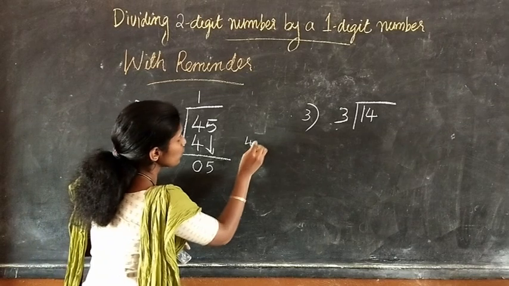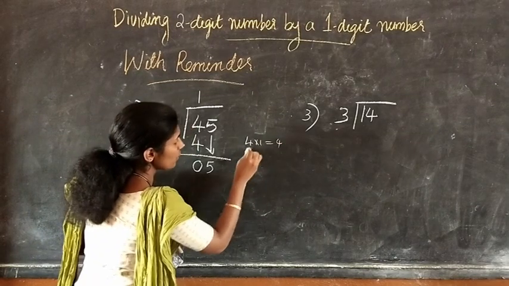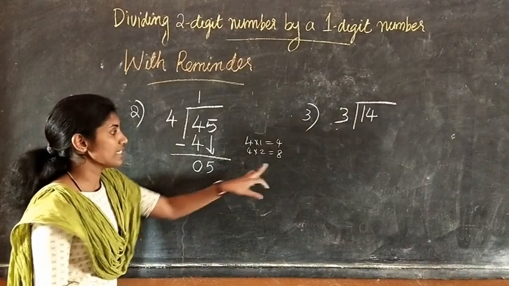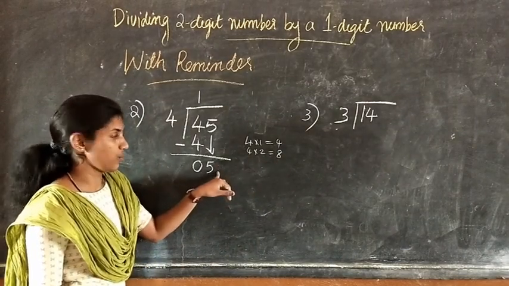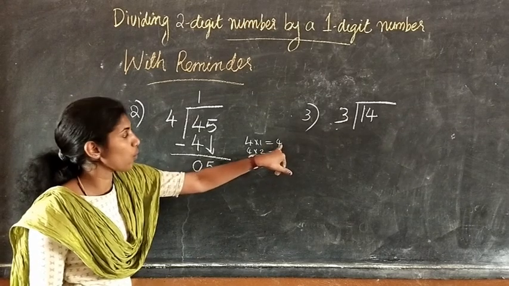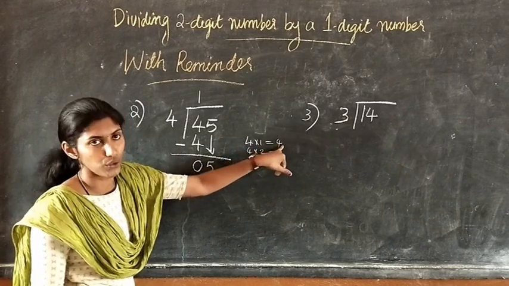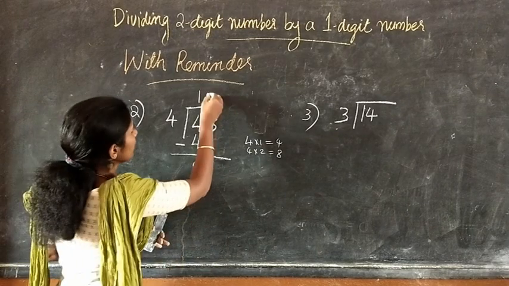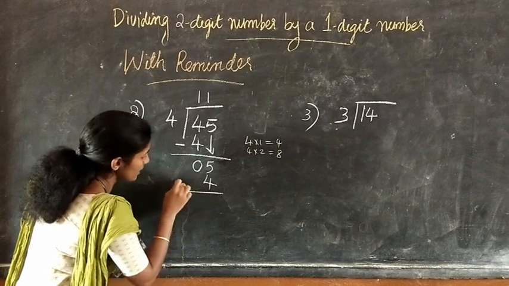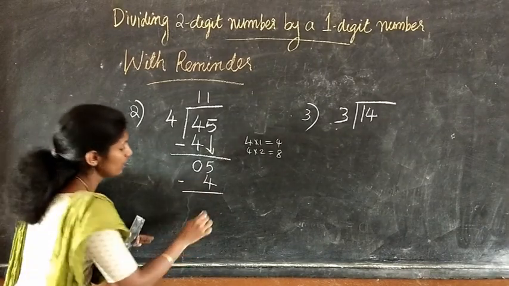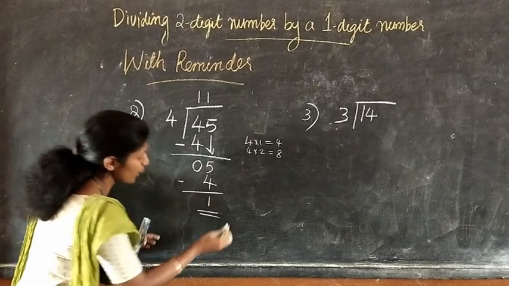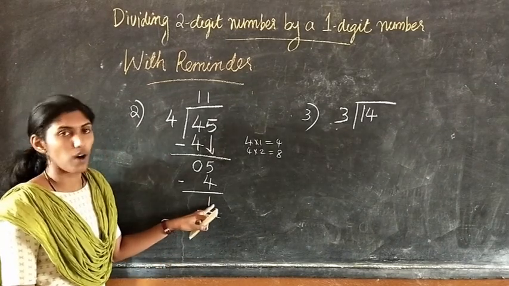That is 4 into 1 equal to 4. And 4 into 2 equal to 8. Here we got 8. That means it is greater than 5. So which number do we have to take? Here we are taking 4. That means 4 into 1 equal to 4. So we have to write 1 itself. 1 into 4 is equal to 4. Then subtract. 5 minus 4 equal to 1. Here also we got the remainder as 1.